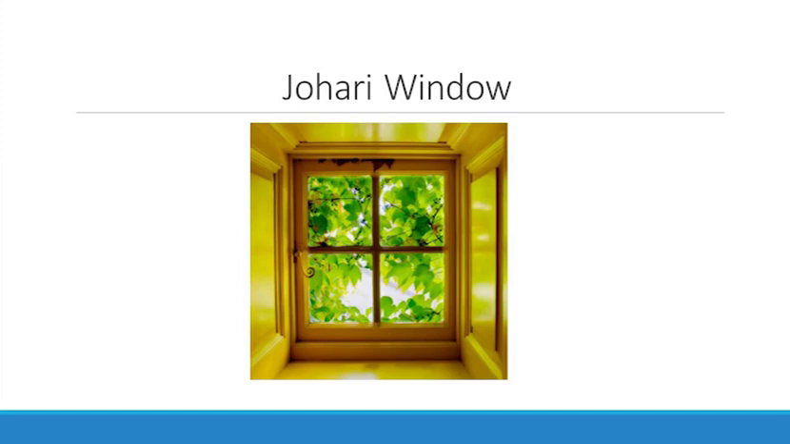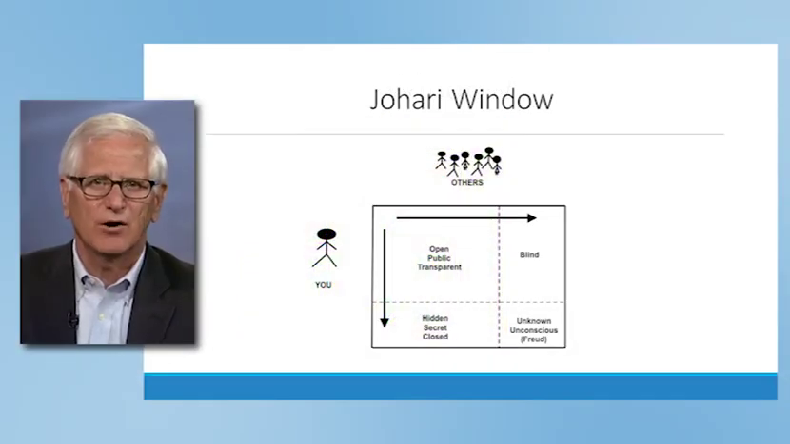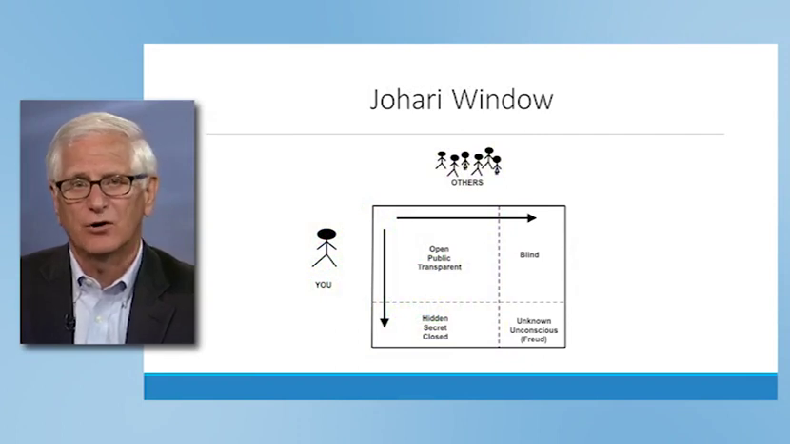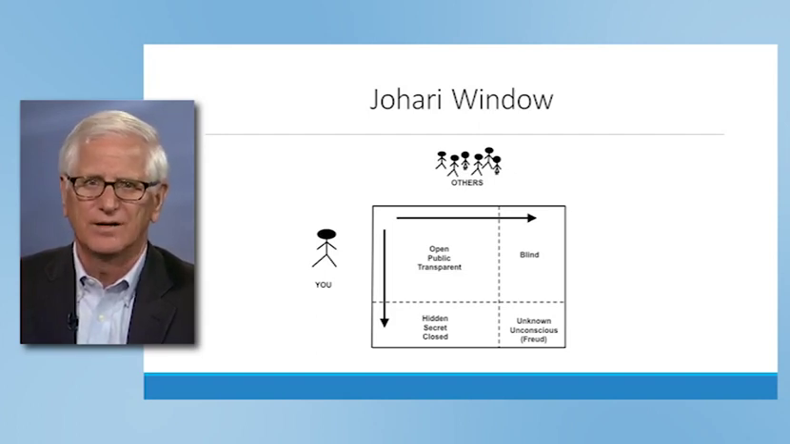Developed by Joe Luft and Harry Ingham in the early 1950s, the Johari window begins with a model of a 4-pane glass window. One pane reflects what we know about ourselves and what others know about us. It is open. It is our open, public, or transparent window pane. But there are some things that we know about ourselves that others do not know. That is our hidden secret or closed window pane.